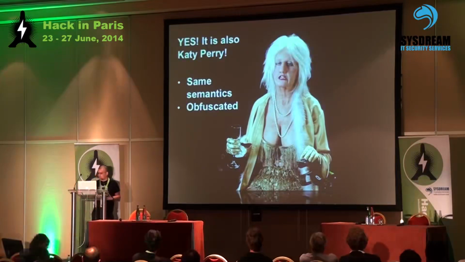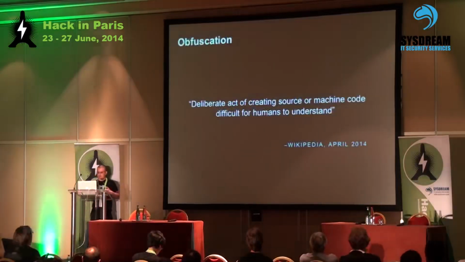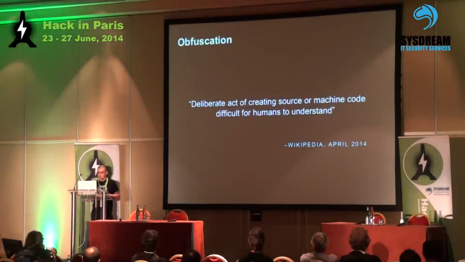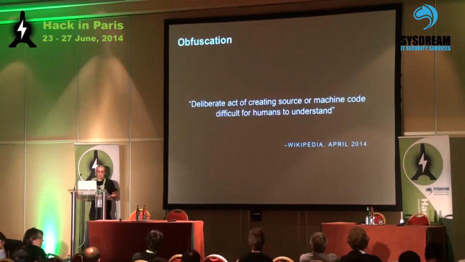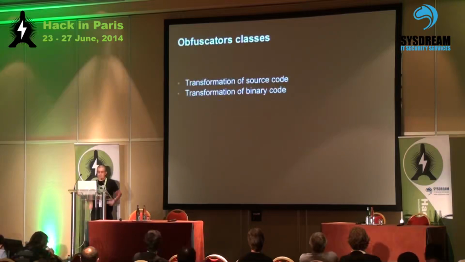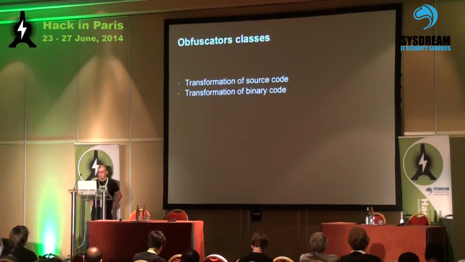In a more formal way, obfuscation is the deliberate act of creating source code or machine code that is difficult for a human to understand, and it implies that it's not difficult for a machine to understand and to execute. There are different classes of obfuscator. You can transform the source code and you can transform the binary code. It corresponds more or less to the different phases of a compiler between the front end and the back end.